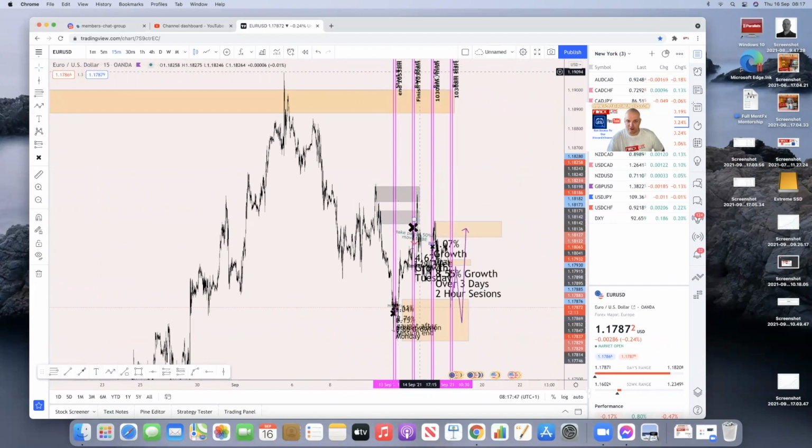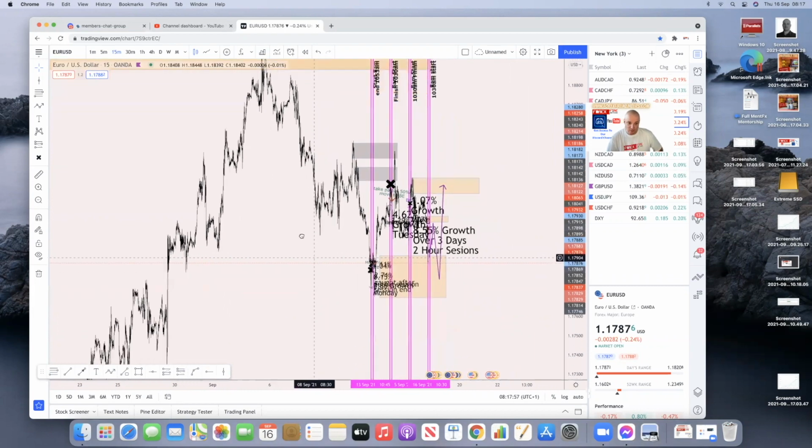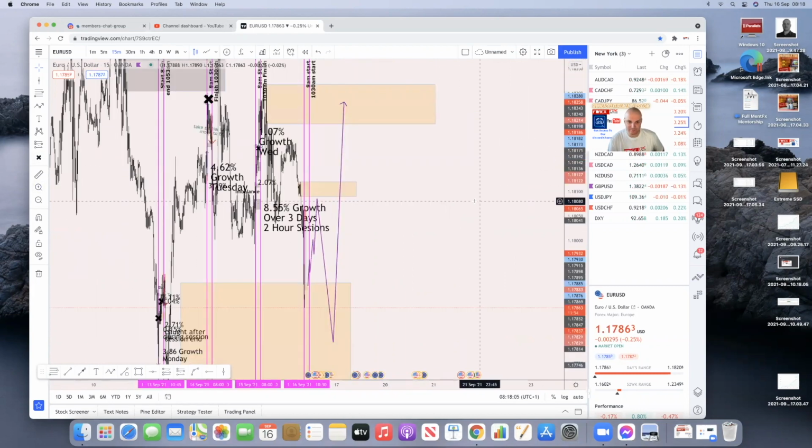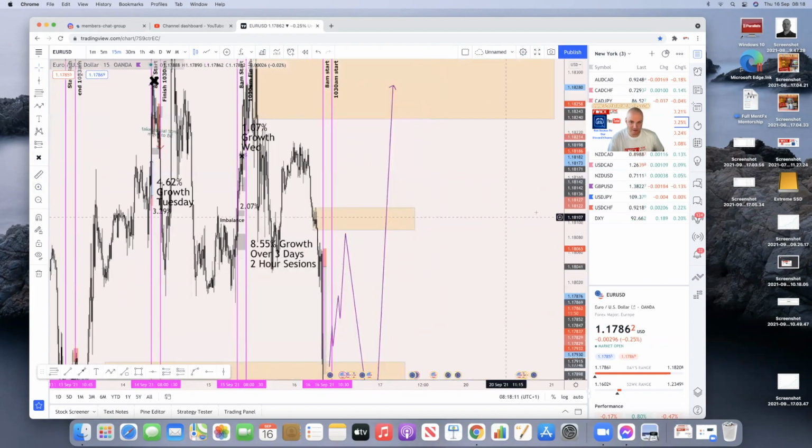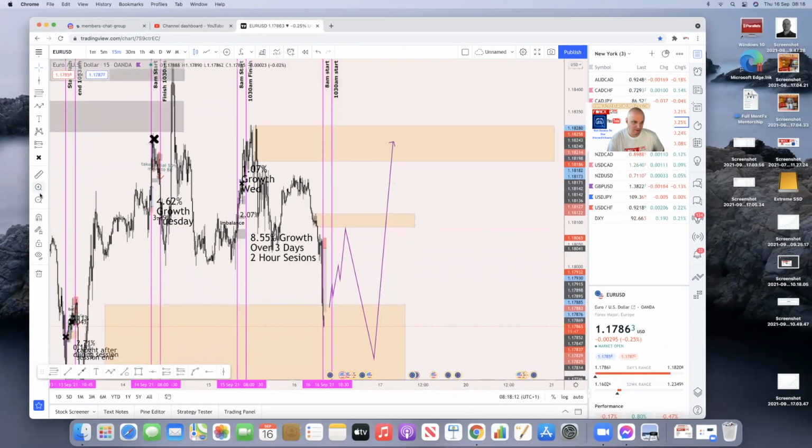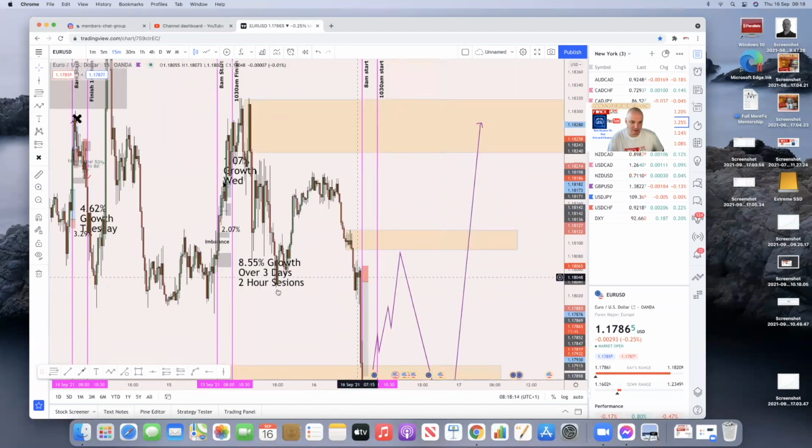This is Monday, Tuesday, Wednesday. This is Thursday. We're in this band here. There's higher highs, lower lows, lower highs, and there's a continuation in the downtrend. We are now heading towards liquidity here, and I will drill into this as well. Let's take a look. There we are.